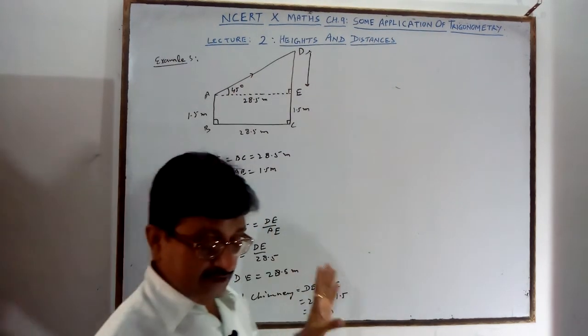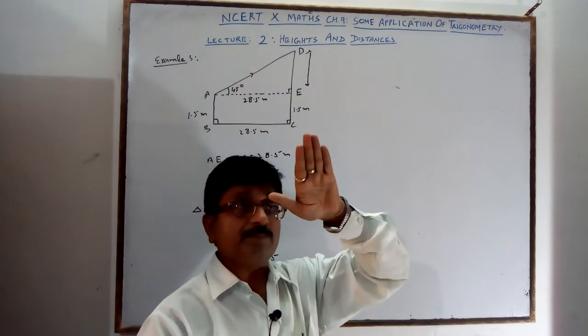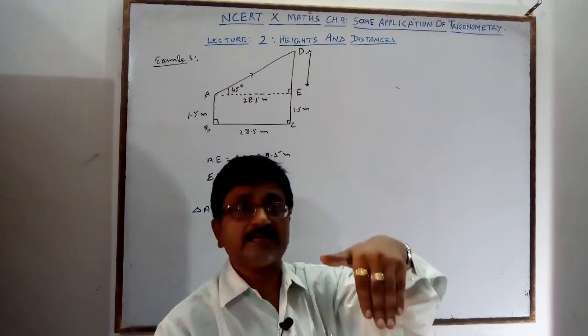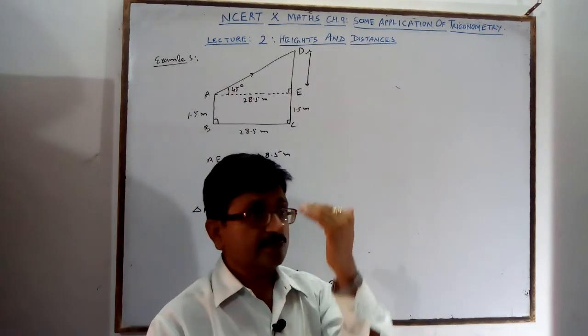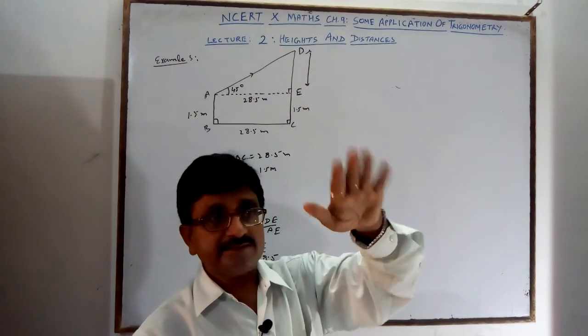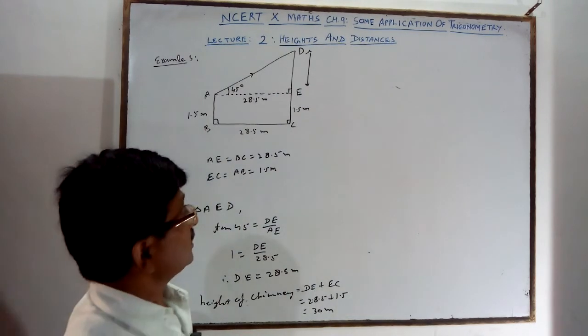Angle of elevation means your eyes are going up, you are seeing up. When your eyes are going down, it is the angle of depression. So whether the eyes are going upward or downward, it tells you the angle of elevation or depression. So it is a very important part.